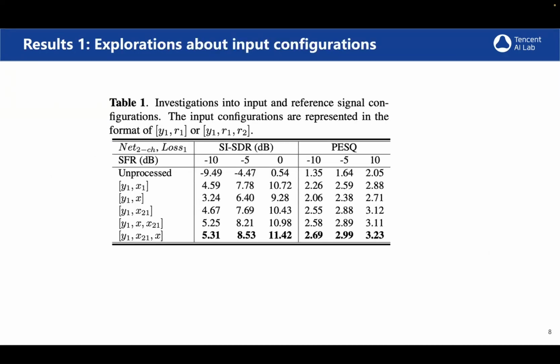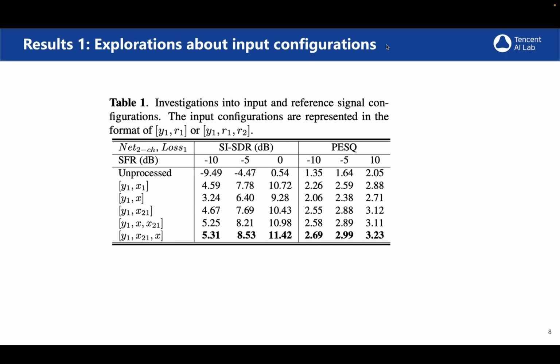We first investigate the impact of input and reference signal configurations on model performance. To diminish the influence of model size difference during this comparison, we use net 2 channel to train inputs with either 1 or 2 reference signals. For the cases with 2 reference signals, as shown in the last 2 rows of the table, the sequence of reference signals determines from which reference signal the intermediate signal tilde of R1 is obtained.